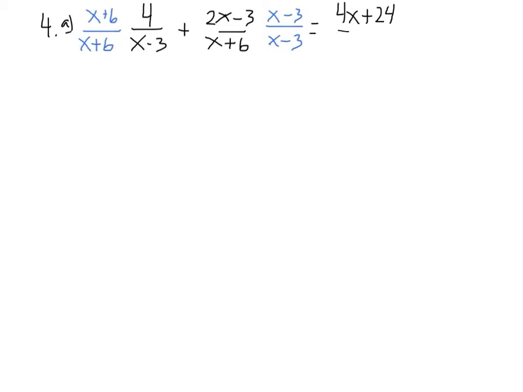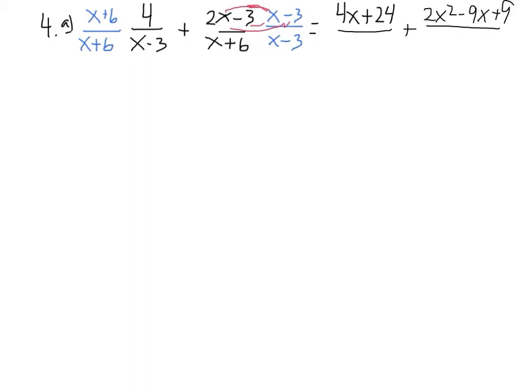The first term comes out to be 4x plus 24. I need to FOIL the second term. So x times 2x is going to be 2x squared. I'll have 2x times negative 3, which is going to be negative 6x. And then another negative 3x, so minus 9x. And then plus 9.